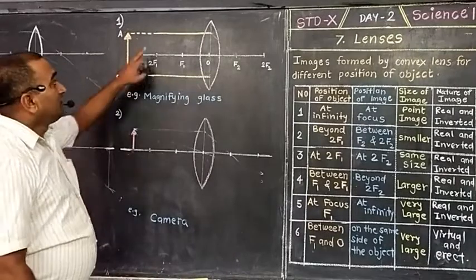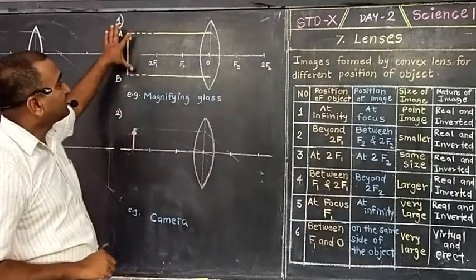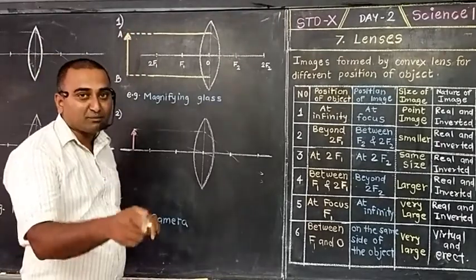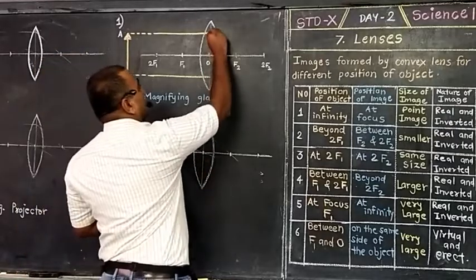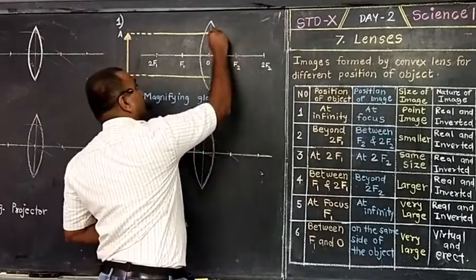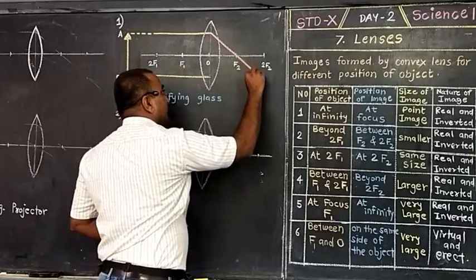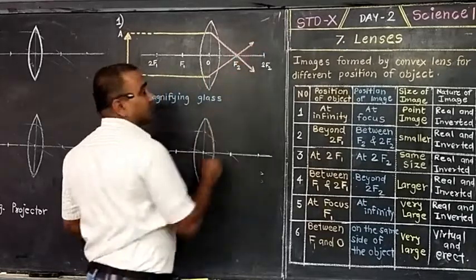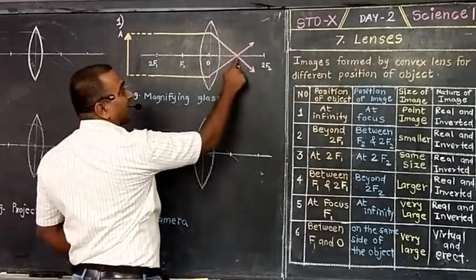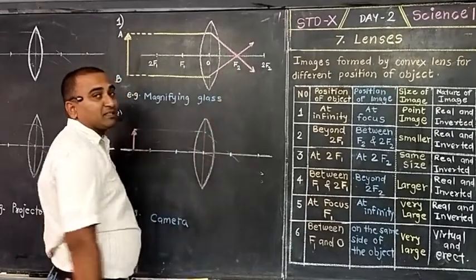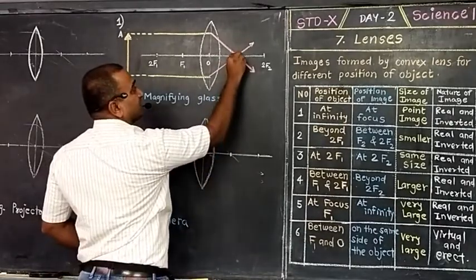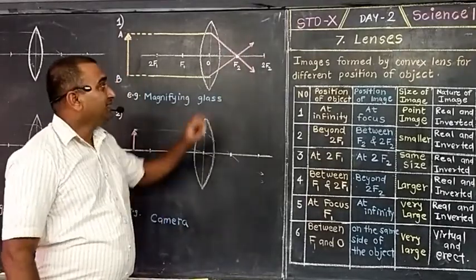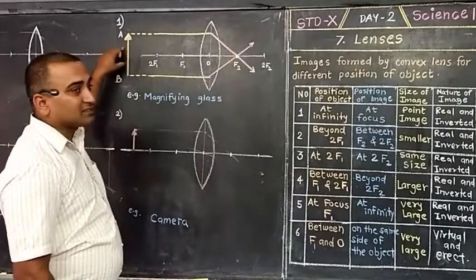See now, the first rule: when a ray is parallel to the principal axis, after refraction the refracted ray passes through the principal focus. So it will bend down, and after refraction it will come down and pass through the focus, and this one also passes through the focus. These two rays meet exactly on the principal focus at F2, and this is a very small, tiny image that we are getting, the image of this object AB.